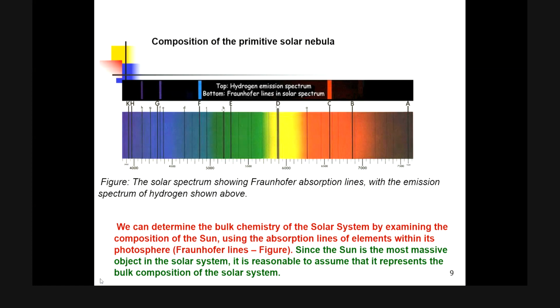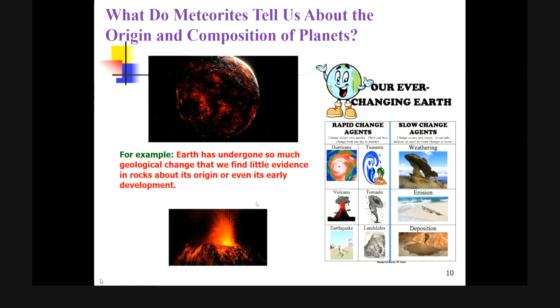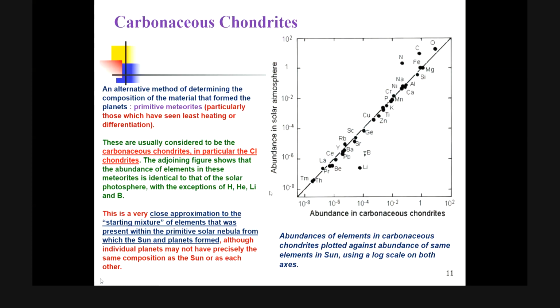And we can estimate the bulk chemistry of the solar system by examining the composition of the solar photosphere using the absorption lines of elements within it, right? And that can be converted into the chemistry, right? That is, what kind of elements are present and to what extent. But the good thing is that we also have meteorite samples, in the form of some of the very primitive meteorites, which are these carbonaceous chondrite meteorites, right?